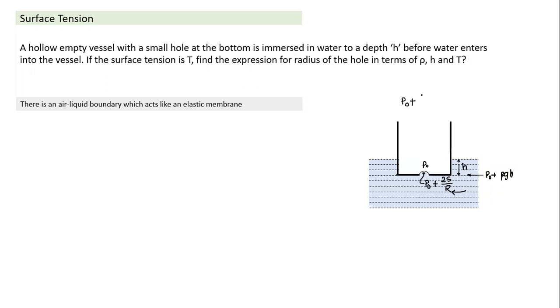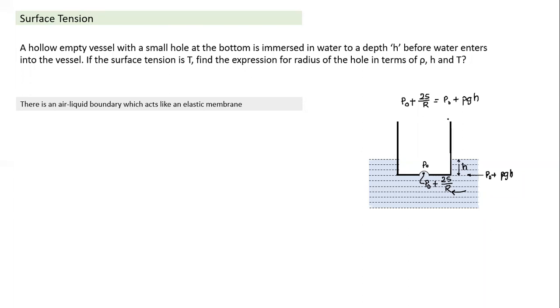So P naught plus 2S by R is the pressure I have calculated based on what? Just above the surface and just below the surface, there's a difference in pressure. I have used that property here. And we calculated at the same depth. I have calculated pressure from here also. And since it is connected liquid, the pressures have to be equal. So I use that property, and this is equal to P naught plus rho g h.